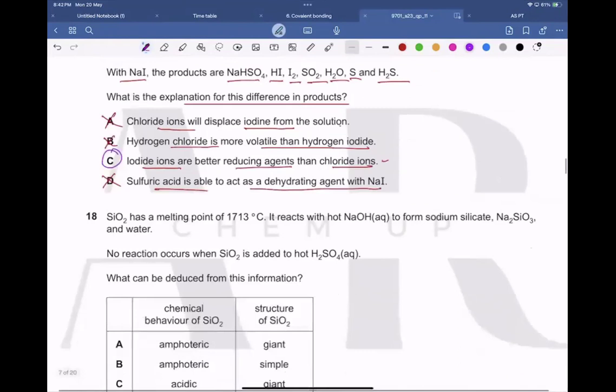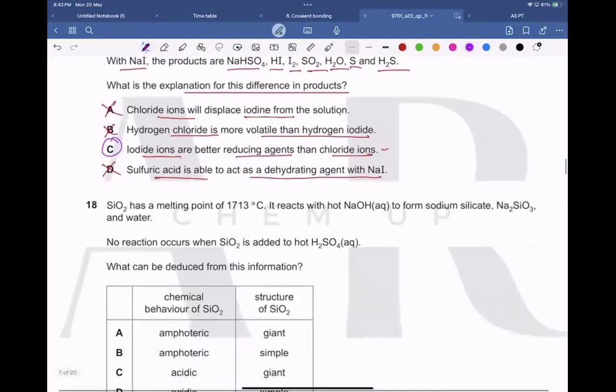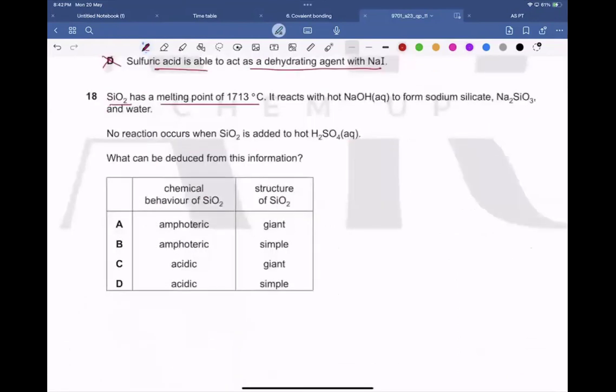Now question number 18. SiO2 has a melting point of 1713 degrees Celsius. It reacts with hot sodium hydroxide to form sodium silicate and water. No reaction occurs when SiO2 is added to hot sulfuric acid. What can be deduced from this information? So it reacts with a base, so it means it is acidic. That's why it is reacting with the base, and that's why it's not reacting with the acid.